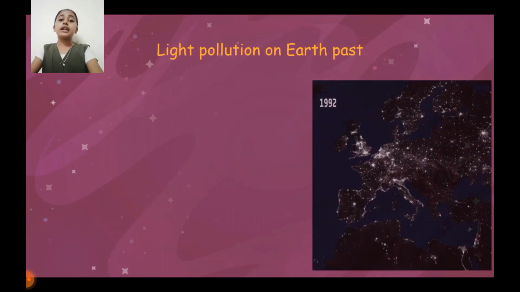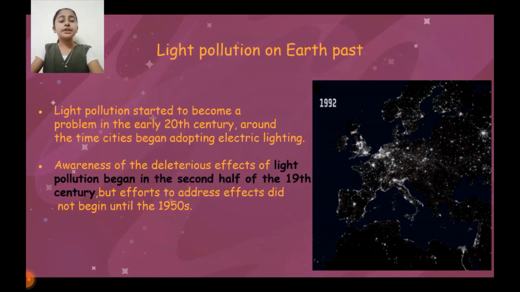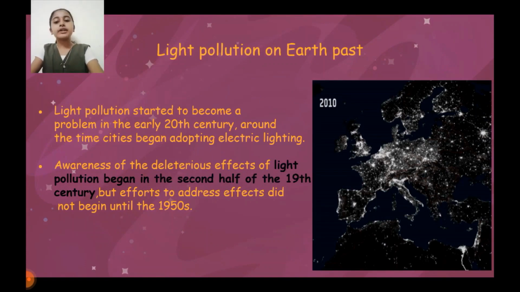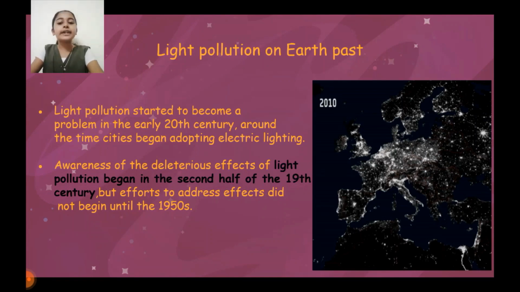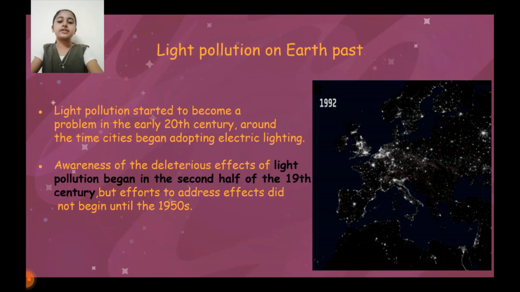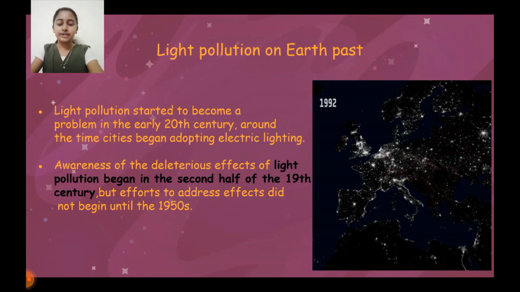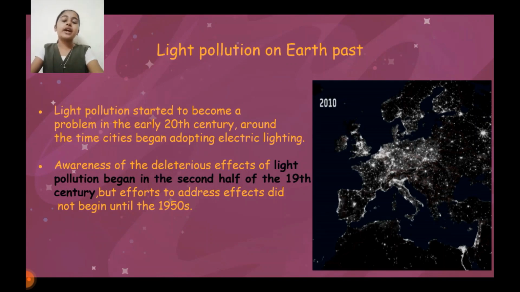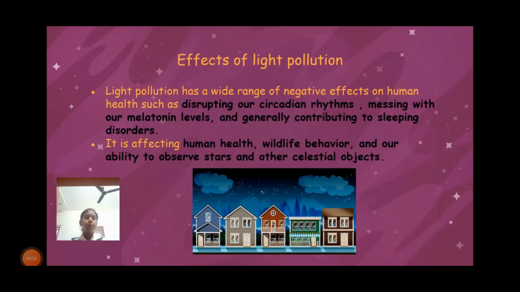Light pollution on Earth in the past. Light pollution started to become a problem in the early 20th century, around the time cities began adopting electric light. Awareness of the deleterious effects of light pollution began in the second half of the 19th century, but efforts to address the effects did not begin until the 1950s. Effects of light pollution.